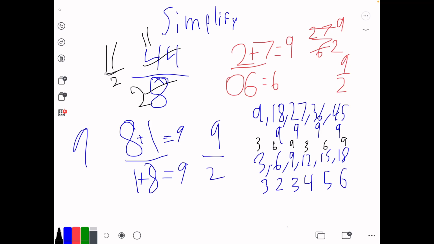So that is the introduction. This is about fractions, mixed fractions, improper fractions, and simplifying. In the next one, maybe I might do multiplying and dividing.